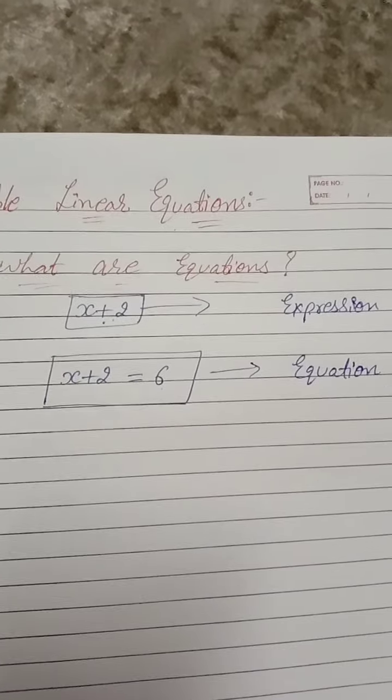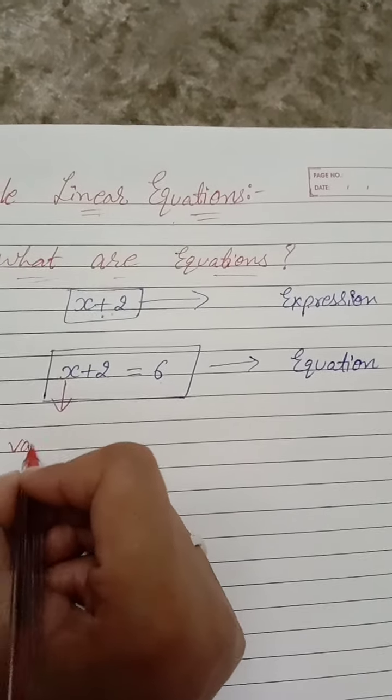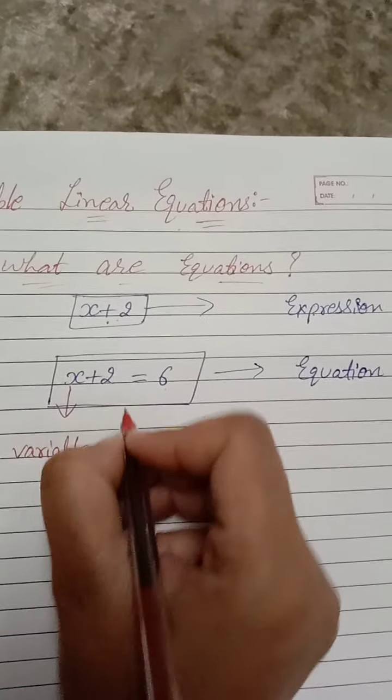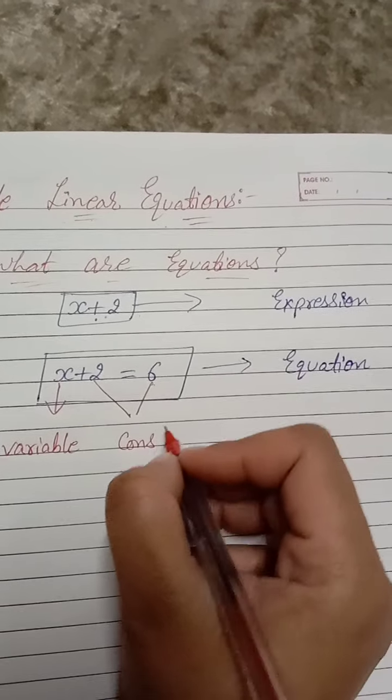Here x is called a variable. 2 and 6 both are called constants.